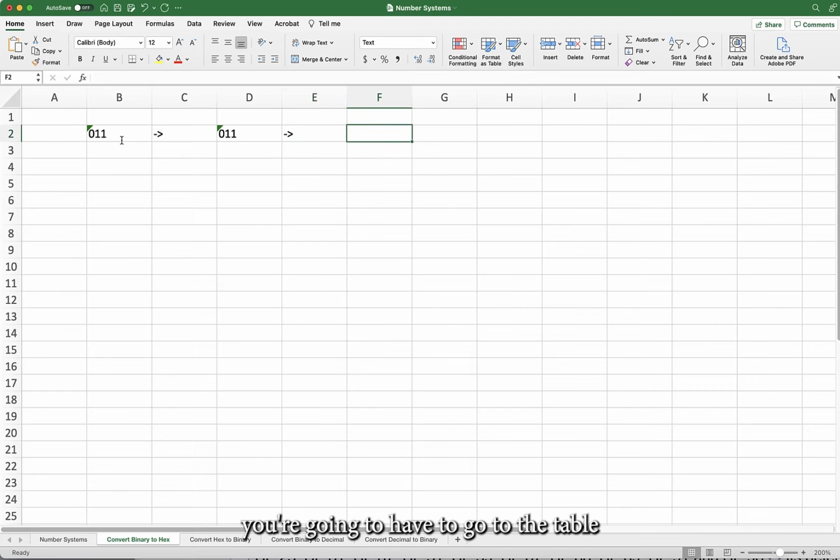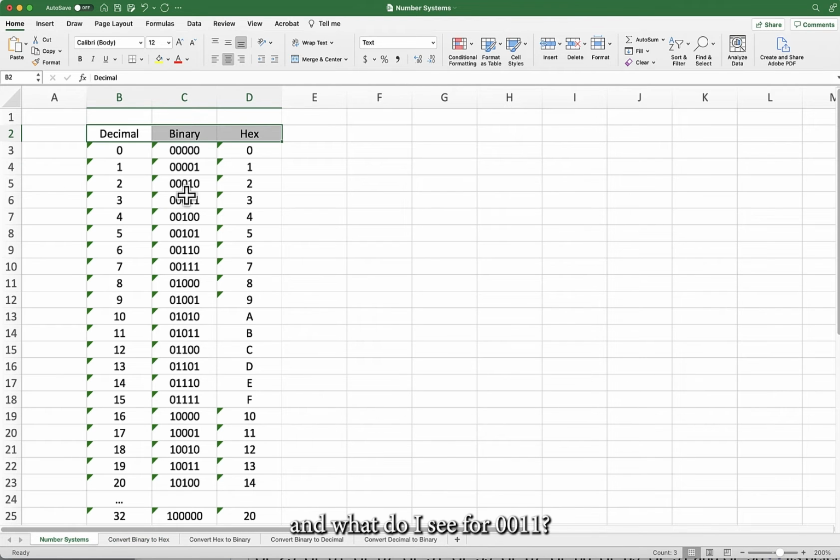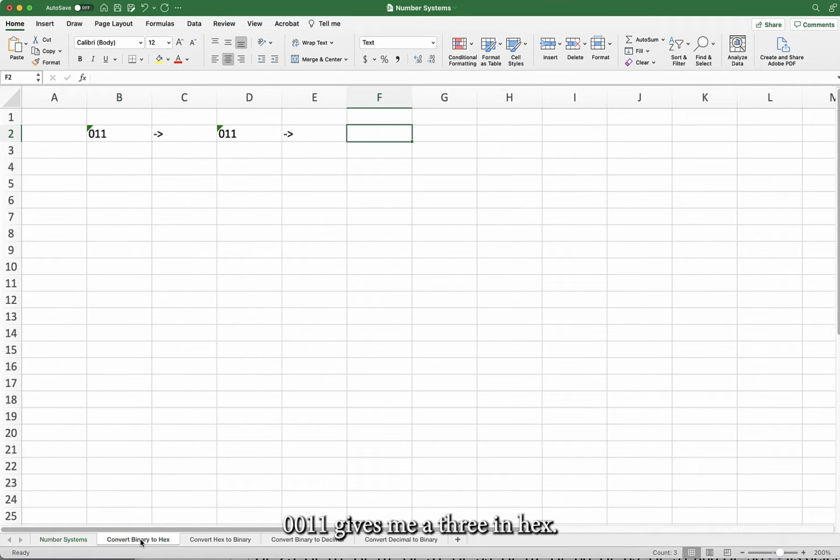and then our resulting hex. Until you get this down pat, you're going to have to go to the table, and what do I see for 0, 0, 1, 1? Well, 0, 0, 1, 1 gives me a 3 in hex, so that's what I'm going to put. And I should have made this 0, 0, 1, 1.